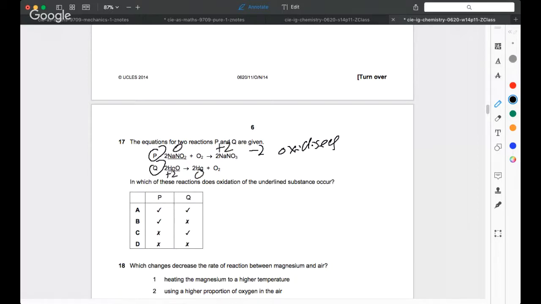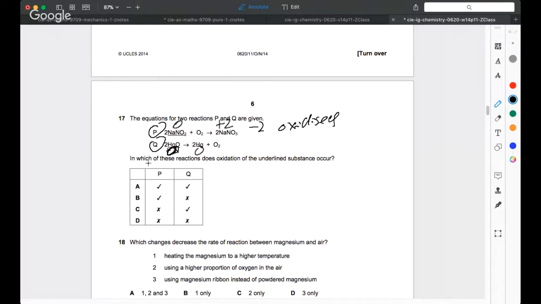But for Q, we have HgO, which has an oxidation number of 0, and it goes to Hg, which has an oxidation number of 0. Oxygen also has an oxidation number of 0, so there's no change. So the right answer is B.